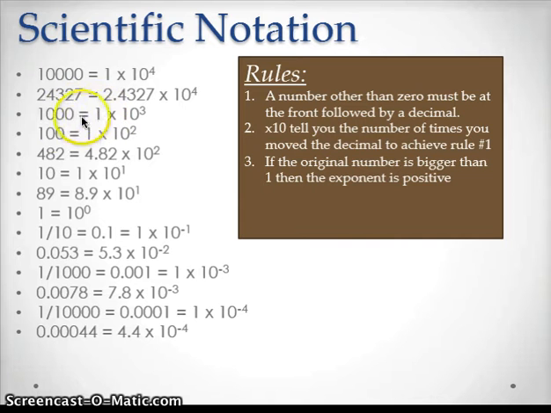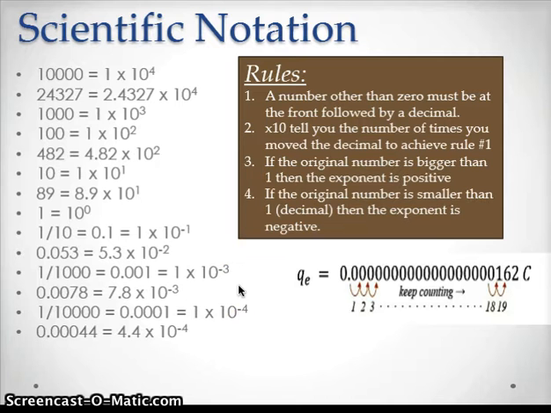1 sig fig, 3 sig figs, 1 sig fig, 2 sig figs, 1 sig fig, because this is equal to 1. The 0 doesn't count because there's no decimal, so it's just 1. Okay, so here, for example, 2 sig figs each. Okay, I think you get the idea.